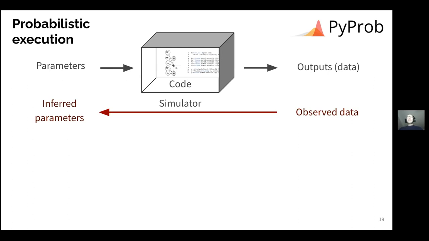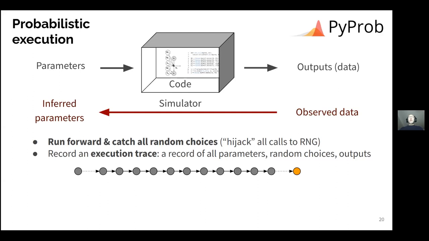In practice, this is what is happening. Let's say you have your simulator. The thing works by running the simulator forward. That's the only thing you can do, by the way, with the simulator, you can just run it forward. As you are running it, as a side effect, you are supposed to catch all the random choices in the simulator. You can also call this hijacking all the calls to the random number generator in the system.